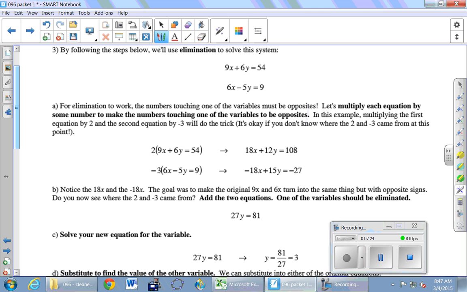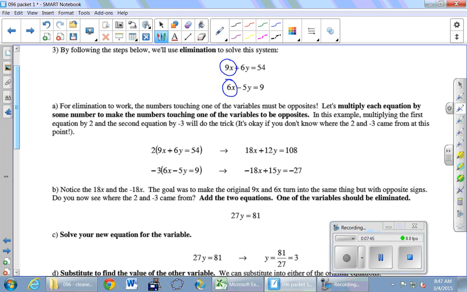So what we're going to do is we're going to multiply the whole top equation by some number and the whole bottom equation by some other number to put us in a position where the x's cancel. And so just take a look at this 9x and this 6x. 9 and 6, what's the smallest number they both go into evenly? It's 18. Everybody see that?